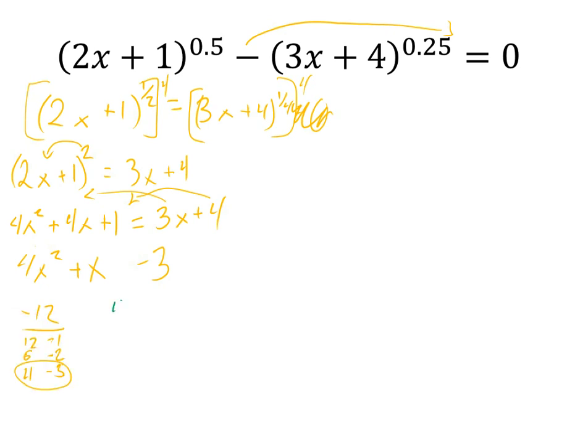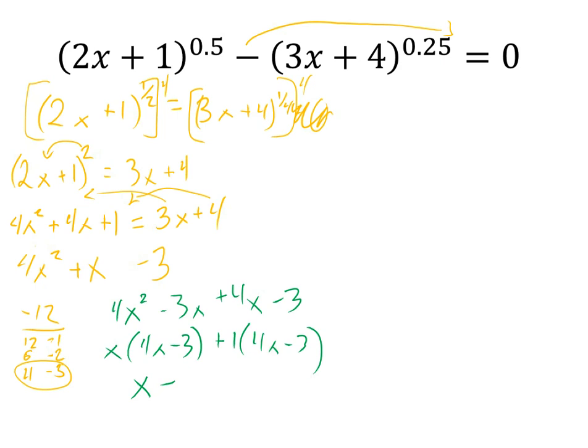So that means we have 4x squared minus 3x plus 4x minus 3. Take out an x, 4x minus 3. Take out a 1, 4x minus 3. So that means our answers would be x plus 1 and 4x minus 3. So when we solve each of these, we get x equals negative 1 and we get x equals 3/4.